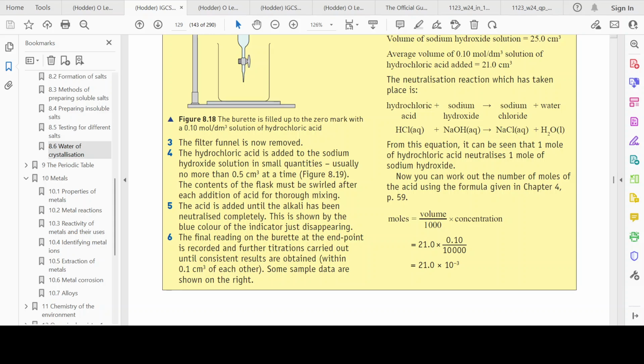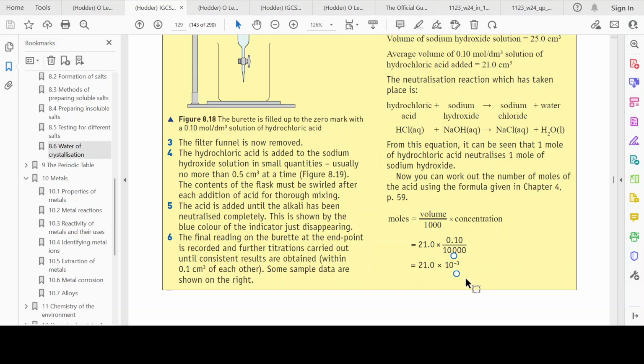So 21 divided by 1,000 into 0.1, which is 0.0021, which is 2.1 into 10 to the, yeah, see, there you go. There's the mistake, right? So the book is saying that it's 21 into 10 to the power minus 9, and I just relied on that. It's not 21 into 10 to the power minus 3, it is 2.1 into 10 to the power minus 3.